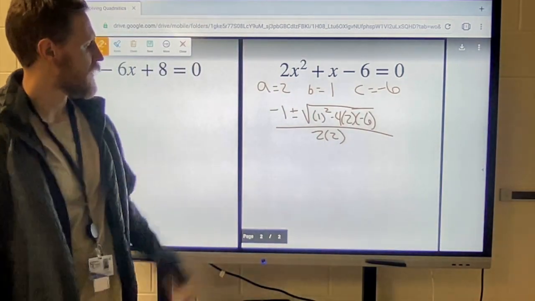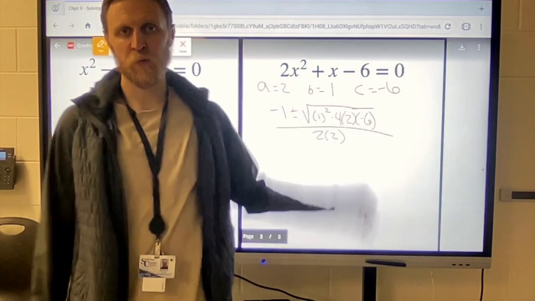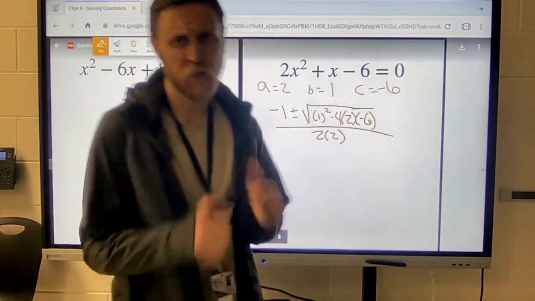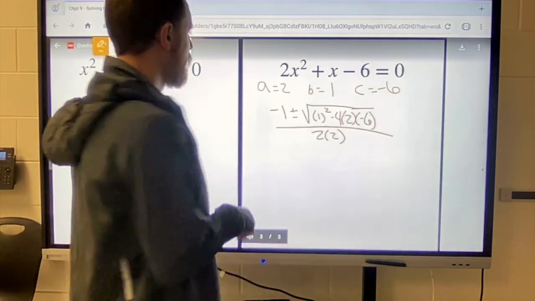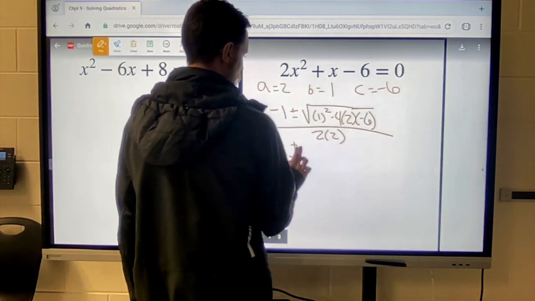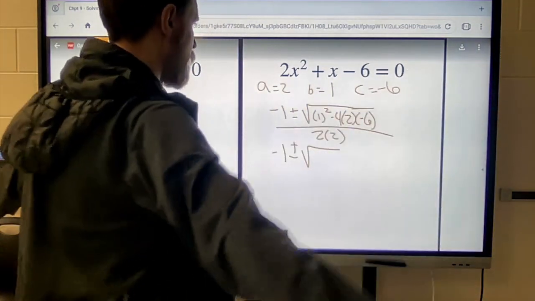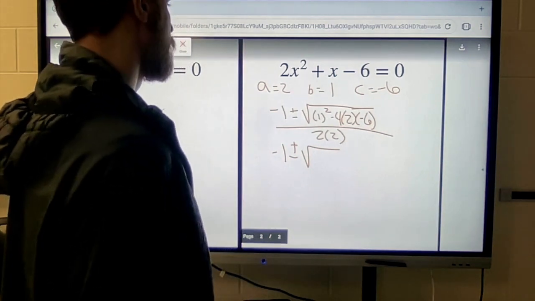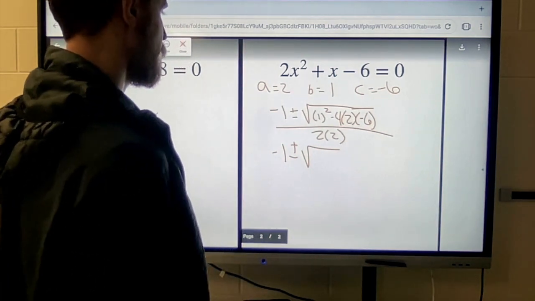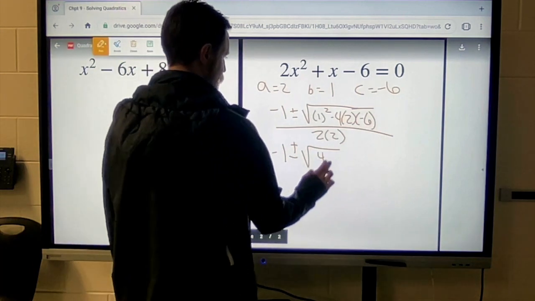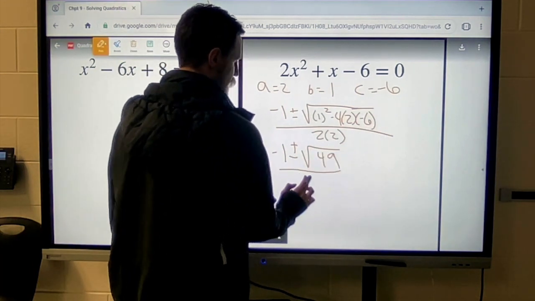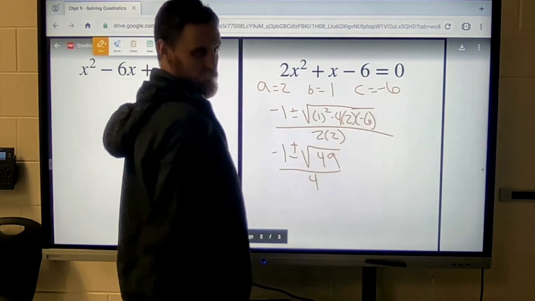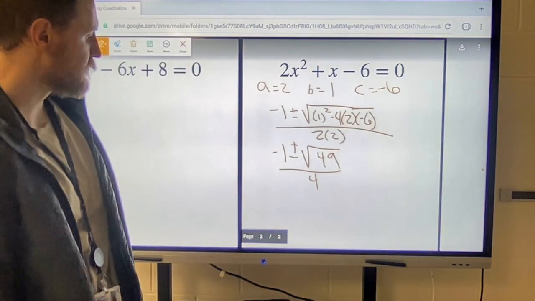Awesome. Now I would go ahead and take that discriminant, this nasty stuff underneath the square root, type it all in your calculator and hit enter. So you'll have -1 plus or minus the square root of, what is that? Oh no. 49. All over 2 times 2, which is 4. I'll go ahead and simplify that.